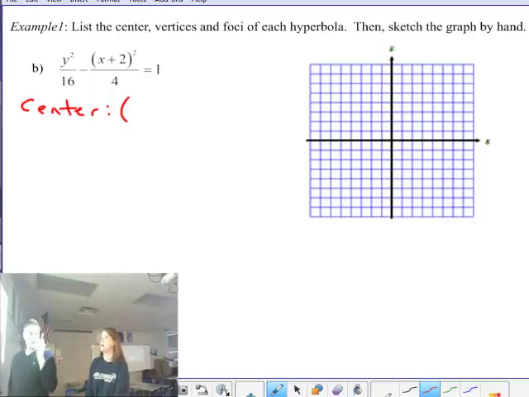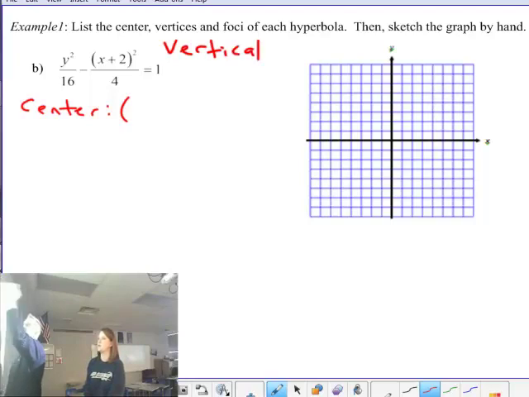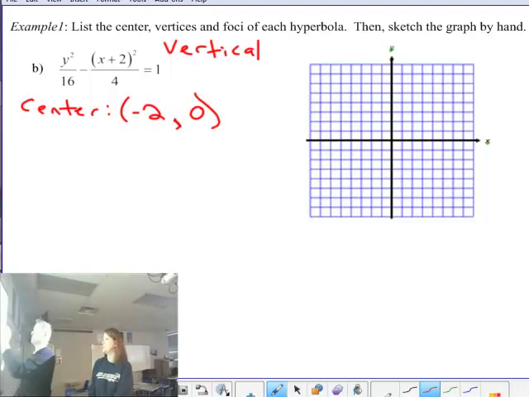Let's start there. So we know we have a hyperbola, and the Y is in the lead. What does that tell me? That Y is up and down. That's vertical. All right. So we got a vertical. And so the X part of the center is going to be with the X variable. So negative 2. I don't see any number with the Y. Oh, that's a 0. Easy enough. And could we go ahead and graph that if we wanted to? Absolutely. Let's do that.